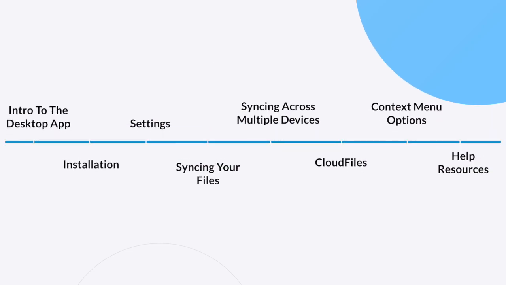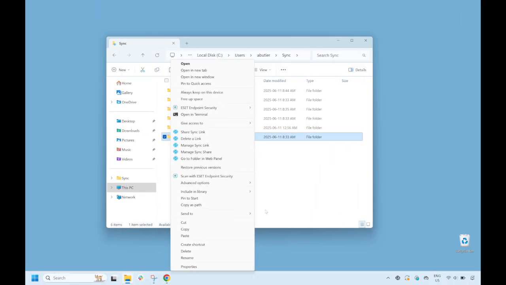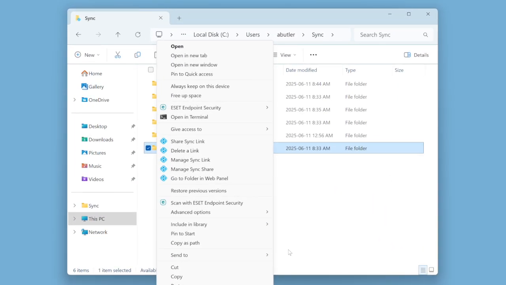Now let's take a look at another useful feature of the Sync desktop app, the context menu options. The Sync desktop app adds additional menu items to Windows Explorer and Mac Finder, making it easy to manage the file status on your device, share files as links, and go directly to the web panel. Just a quick note, some of these options only appear on files inside of your Sync folder. These built-in tools help streamline your workflow, making it faster to share, manage, and access files without ever leaving your desktop.